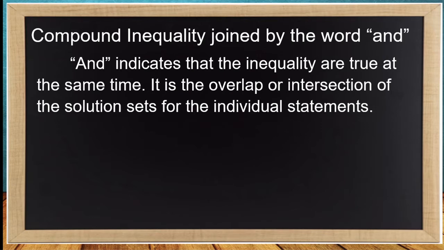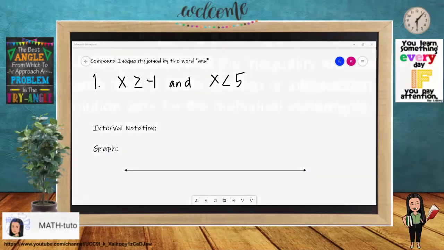Meaning that since you are given two inequalities, the two inequalities have to be true at the same time. Kaya intersection or yung overlap lang nung dalawang inequality yung magiging solution natin. Only the part that overlaps. So, let us have some examples. Illustrate din natin in interval notation and in graph.